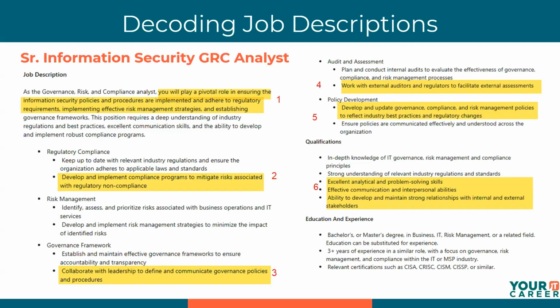So again, develop and implement compliance programs to mitigate risks. That's number 2. Collaborate with leadership to define and communicate governance policies and procedures. That's number 3. Number 4, work with external auditors and regulators to facilitate external assessments. Number 5, develop and update governance, compliance, and risk management policies to reflect industry best practices. And number 6, it's a combination of 3 bullet points. They're essentially soft skills: analytical skills, problem solving skills, communication skills, maintaining relationships, that's all under emotional intelligence. So of course there's a lot more, but I just selected the ones that we can talk to during the time that we have here.